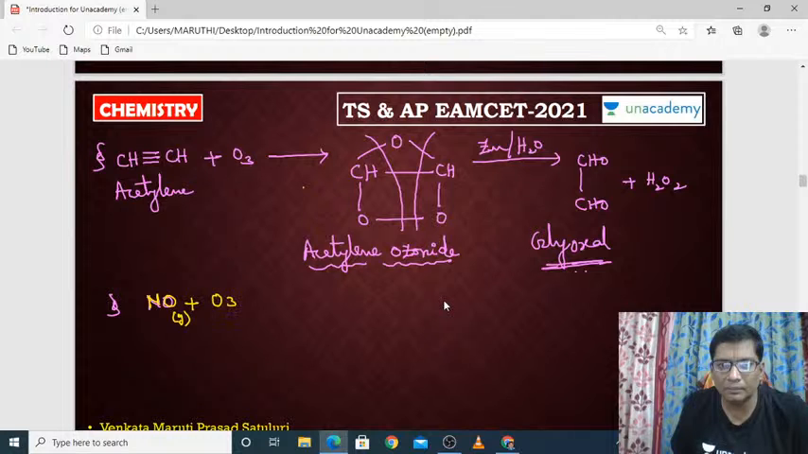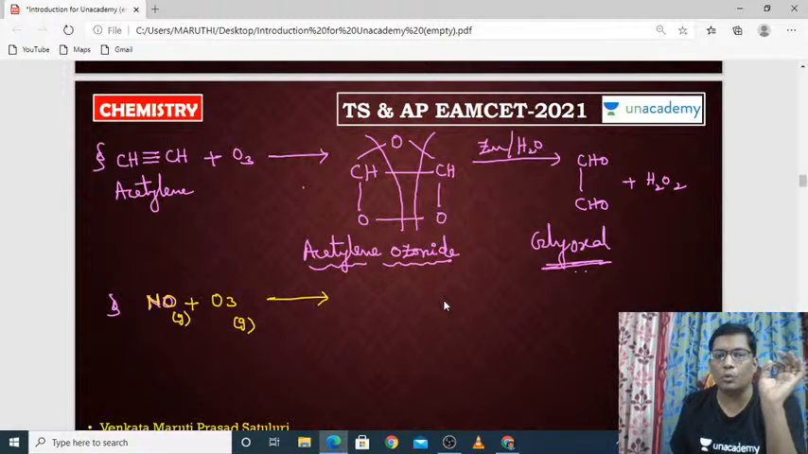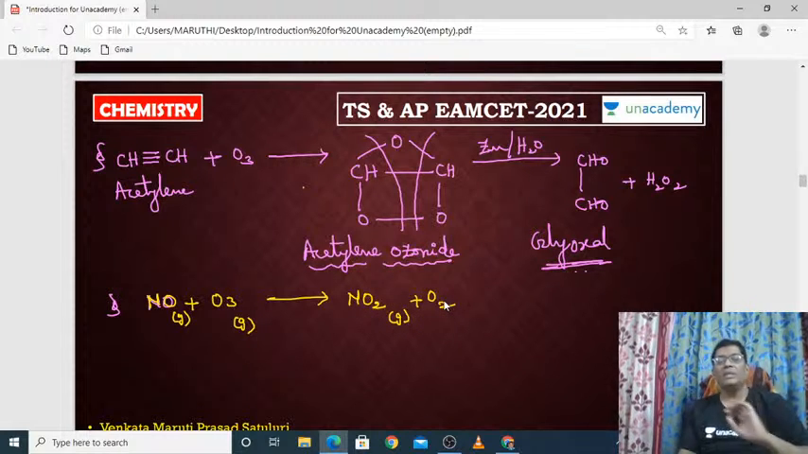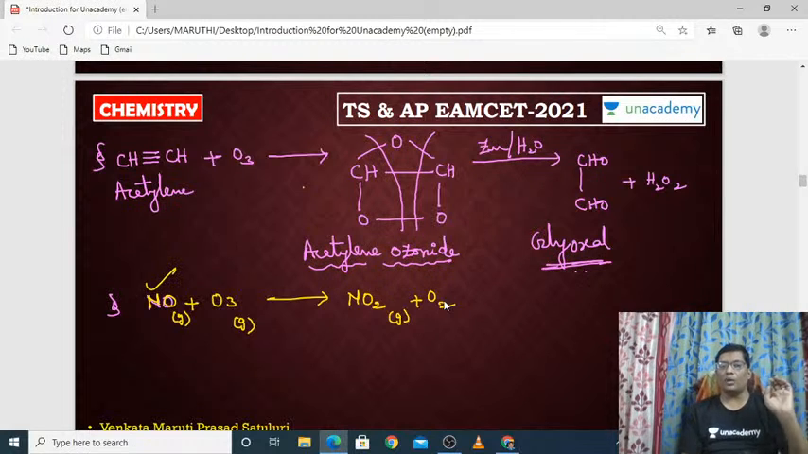NO gas, O3 also a gas. Once NO reacts with ozone, it will produce NO2 gas plus oxygen. That means if the atmosphere contains NO gases, it will completely deplete the ozone layer and the entire ozone is converted to oxygen. So it is very dangerous for human beings because the ozone layer is now getting holes with the help of nitric oxides.